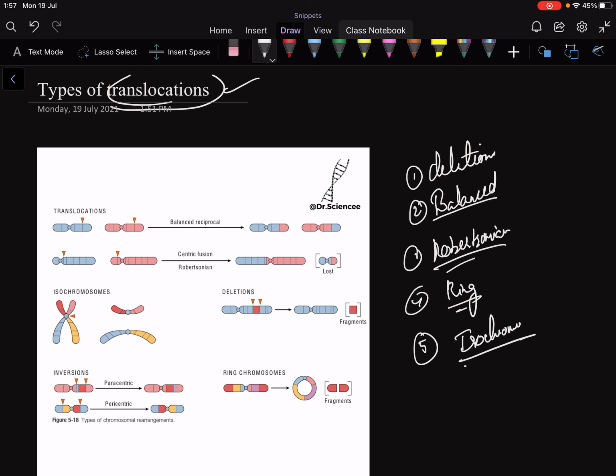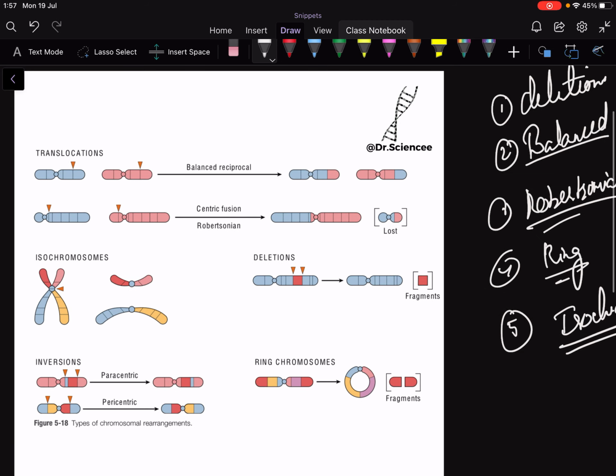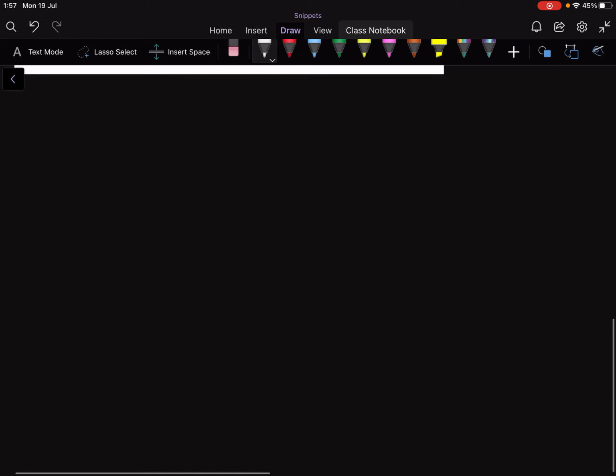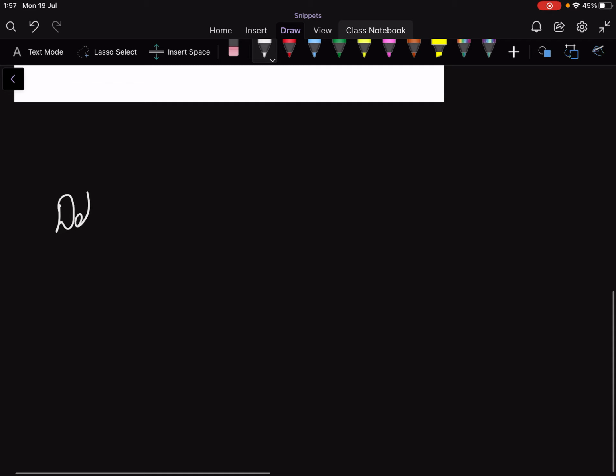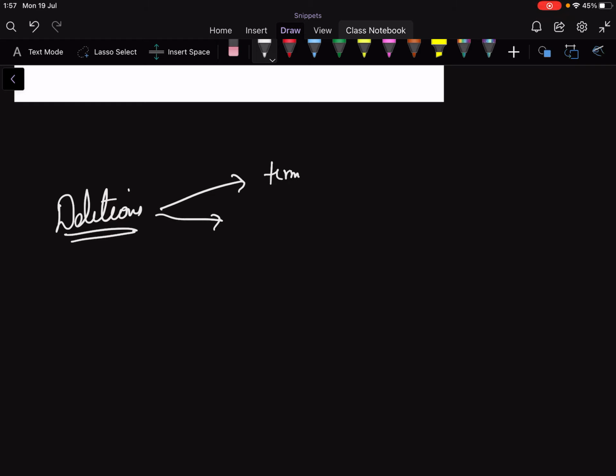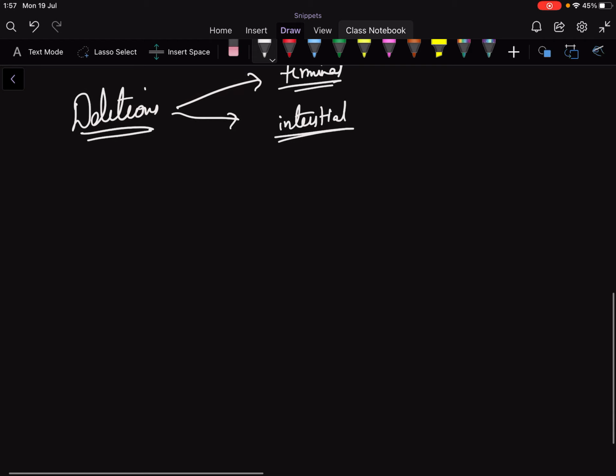Okay, so here is a very complex diagram taken from your textbook, so I will just explain to you guys. First we will talk about deletions. Deletion is divided into two types, terminal deletions and interstitial deletions. So what is meant by interstitial deletions? Suppose this is the chromosome here. In this chromosome, this part is lost.